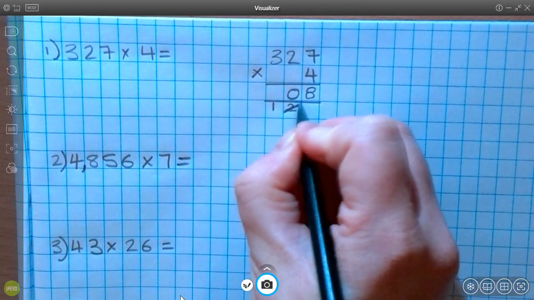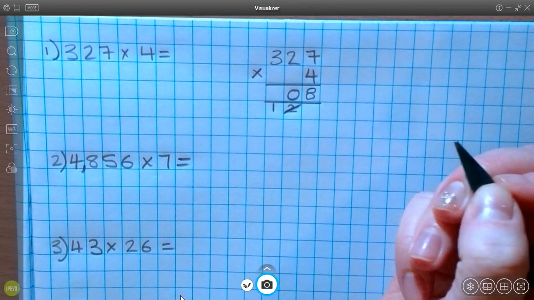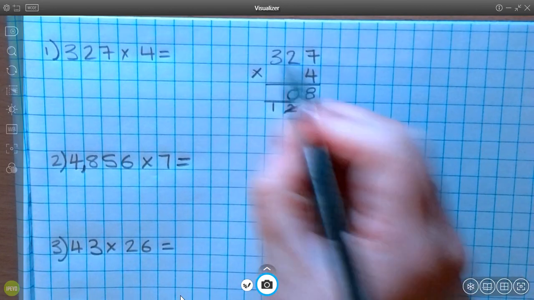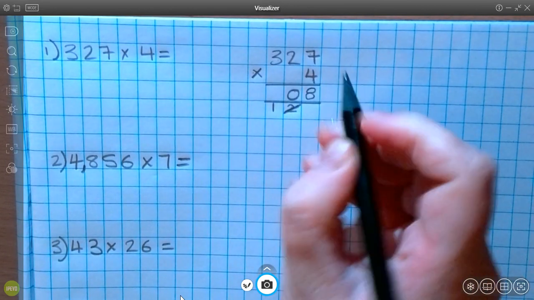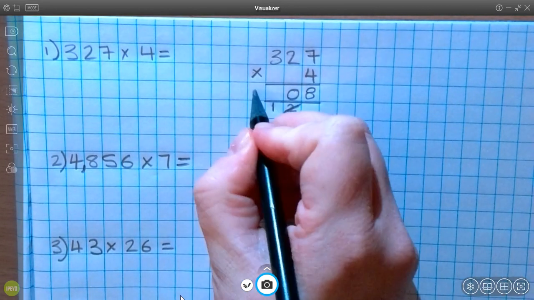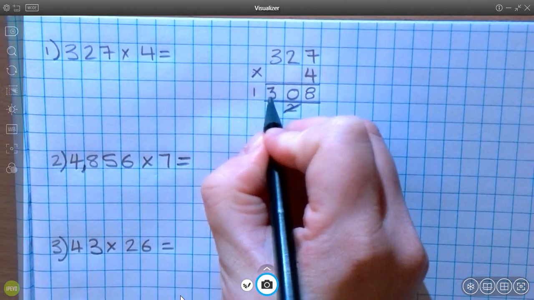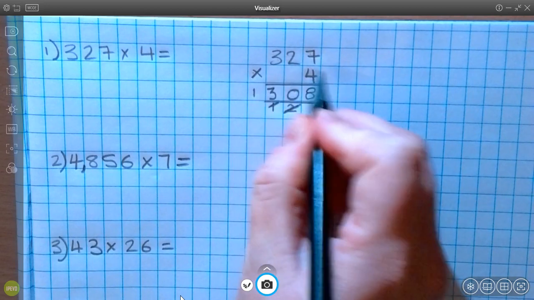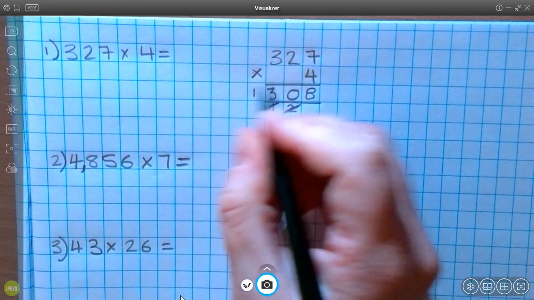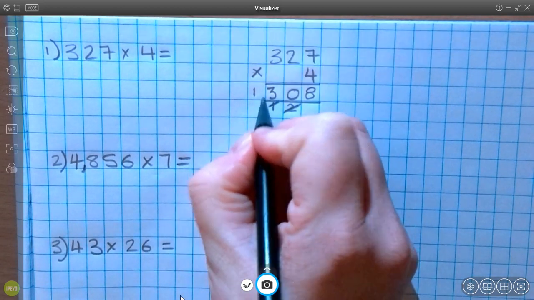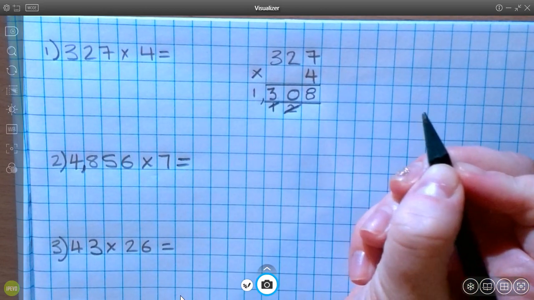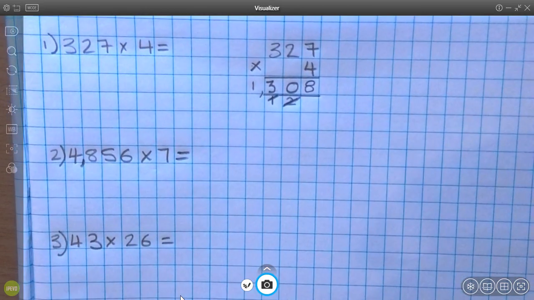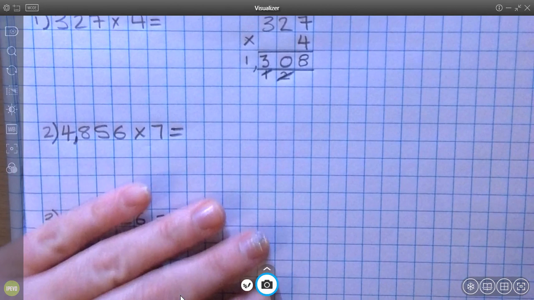And then I'm going to cross this off so I know that I've used it and I'm not going to use it again. 3 multiplied by 4 is 12, add the 1 is 13. And I'm going to put my 13 straight in because I've got no other numbers to multiply. So my answer is 1308. Let's have a look at another short multiplication example.